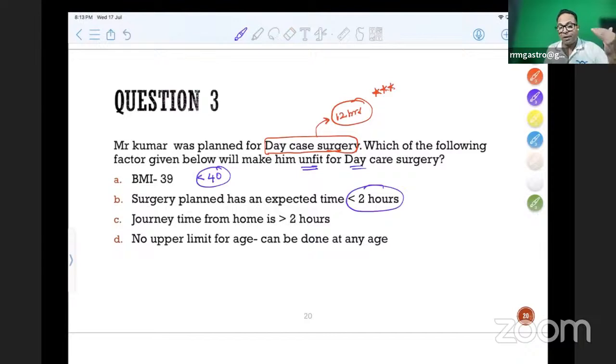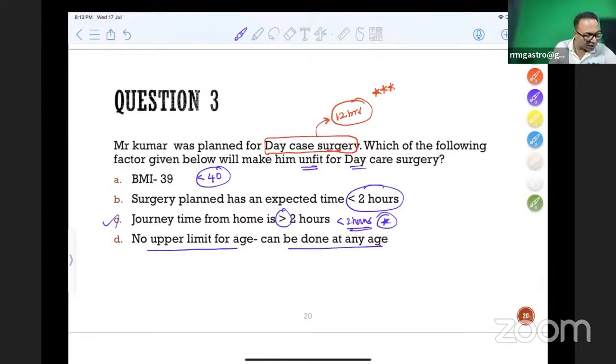After discharging the patient, please remember the patient should not go home to his native place. He should be available within 2 hours from the hospital. That is why when you go to Apollo hospitals in Chennai, you can see many guest houses nearby. Following a daycare surgery, the patient will be staying within 2 hours, not more than 2 hours, so that the patient can come to hospital in case of any emergency. There is no upper limit for age; it can be done at any age. So the answer here is C.